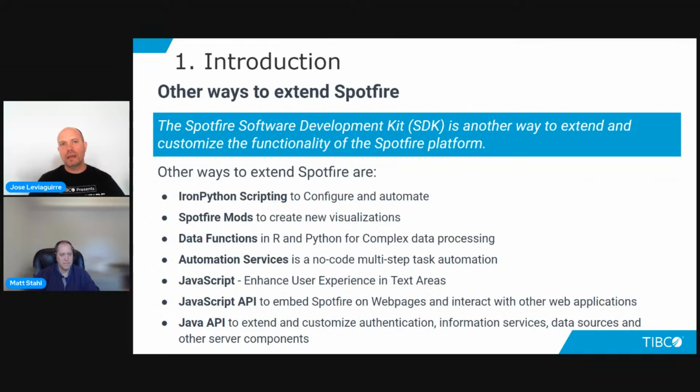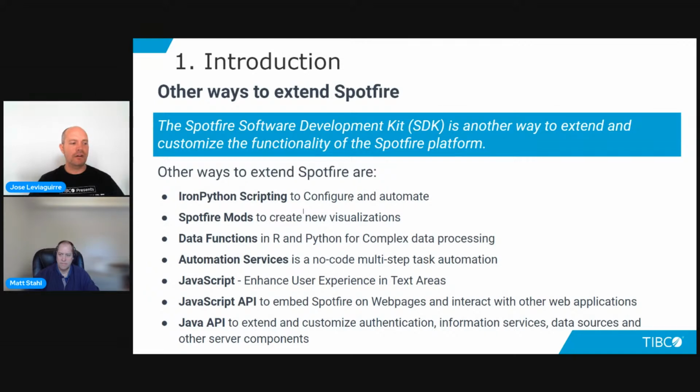So there are other ways, as I mentioned, to extend Spotfire. The SDK is one of them. Another way to extend Spotfire is through IronPython scripting, and this is useful to configure and automate tasks. IronPython uses the same API that the SDK uses, and we'll go over that very briefly in the next slide. Spotfire Mods is another way to create new visualizations. You can also create visualizations with the SDK, but there are some differences as well. If you're interested, we can cover that as well if we have time.